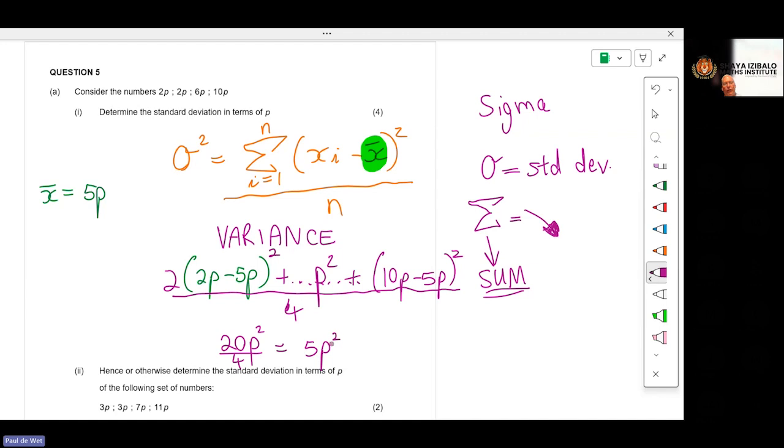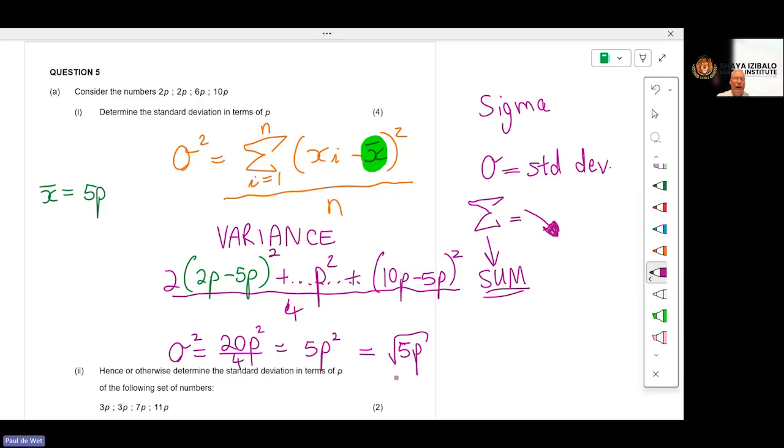Is that the standard deviation? Is that the standard deviation, guys? No, that's not the standard deviation. That is the variance. What do I do to variance to get the standard deviation? Square root. So my final answer is going to be the square root of 5p.